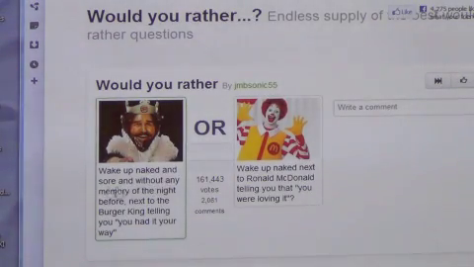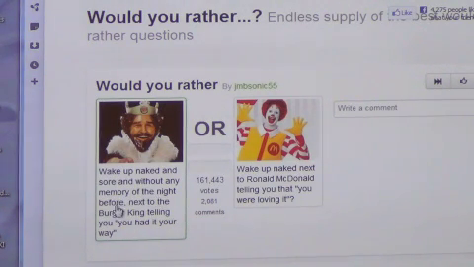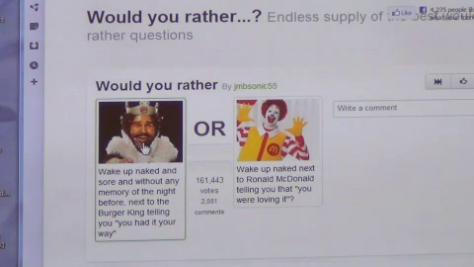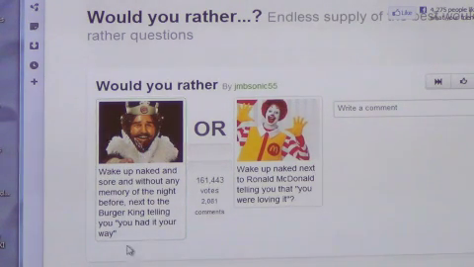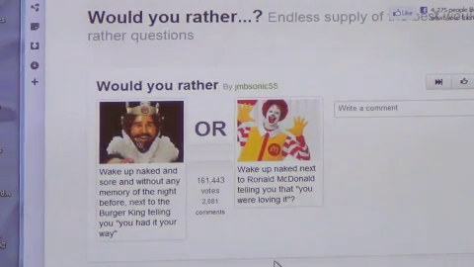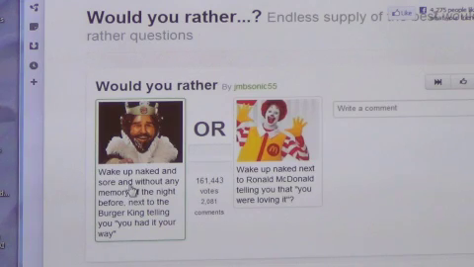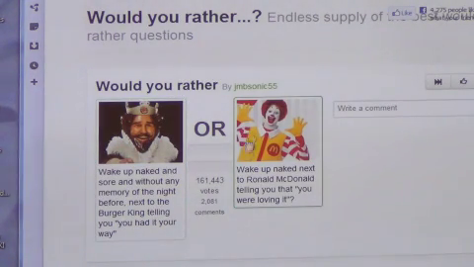Would you rather wake up naked and sore and without any memory of the night before? That kind of rhymes. Next to the Burger King, telling you had it your way. Or wake up naked next to Ronald McDonald, telling you that you were loving it. Good question. Well, we've got to vote. All right, you vote. This is A, the king, or B, the clown.